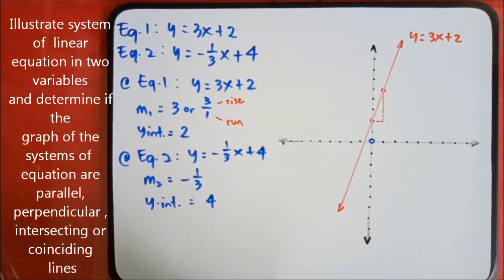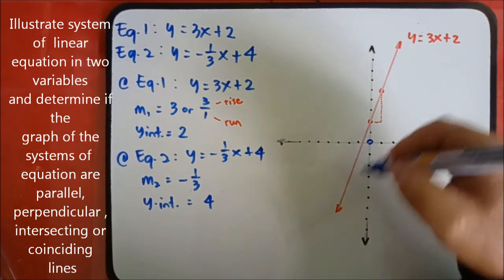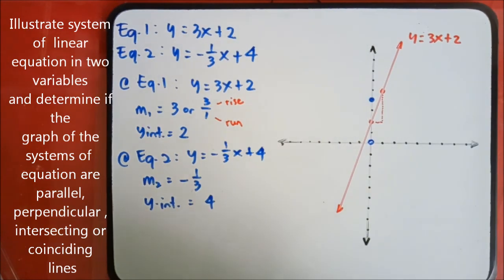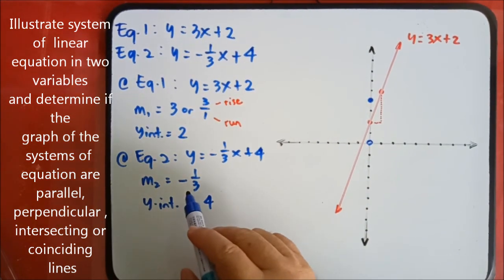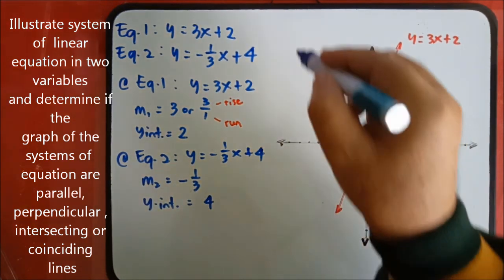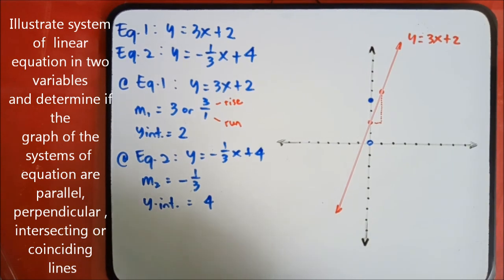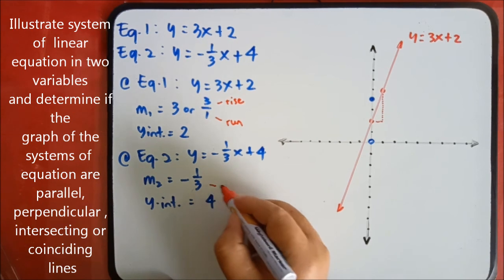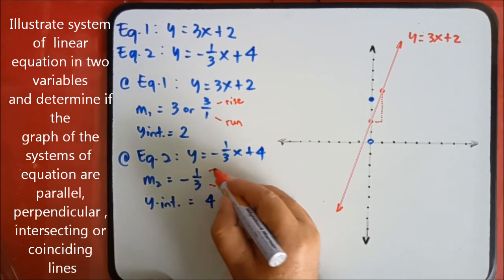Okay, now we will plot equation number 2. Equation number 2 is y equals negative 1/3 x plus 4. What is our y-intercept? Eto, y-intercept is 4. Nasa taas pa rin ng 0. 1, 2, 3, 4. Andito. Okay, since the slope is negative, expect the graph to be going down. So, what is your run? Your run is 3. And your rise is 1.